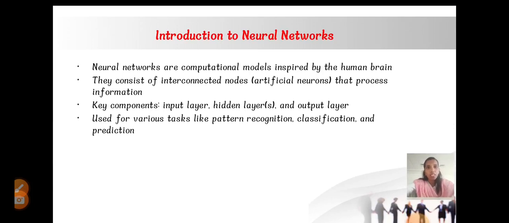Introduction to neural networks. Neural networks are computational models inspired by the human brain. They consist of interconnected nodes, also called artificial neurons, that process information. Key components: input layer, output layer and hidden layers, used for various tasks like pattern recognition, classification and predictions.